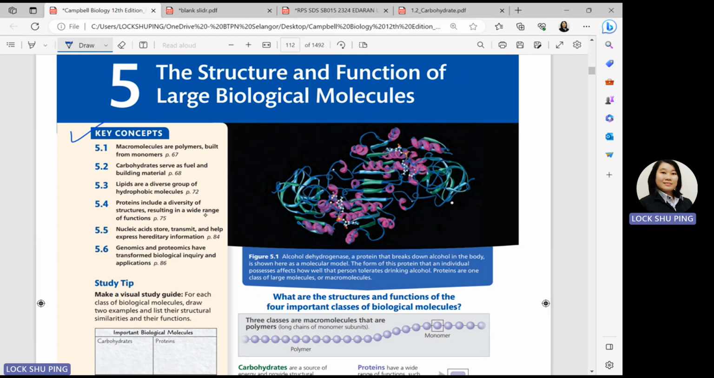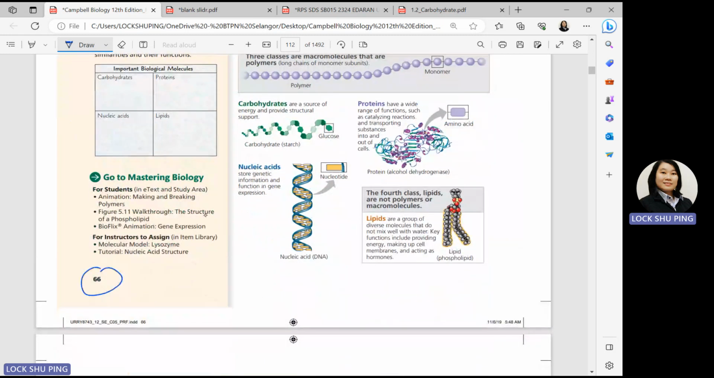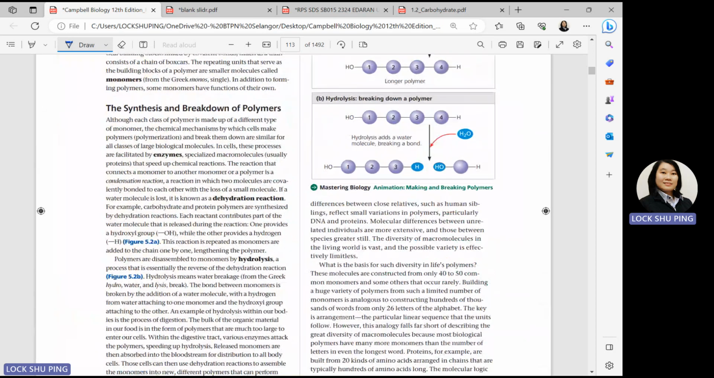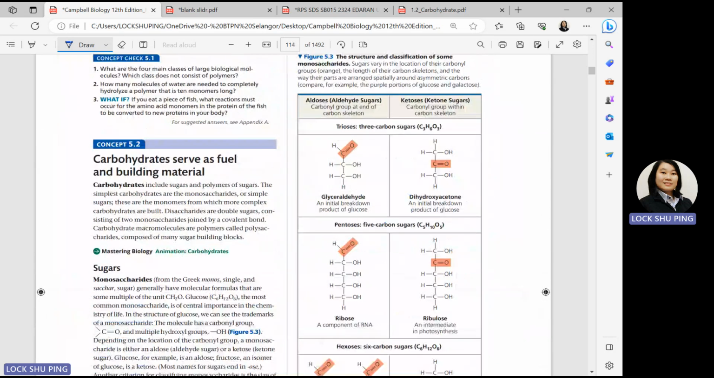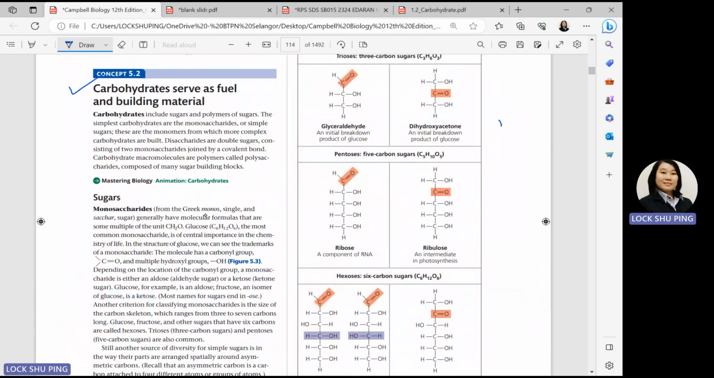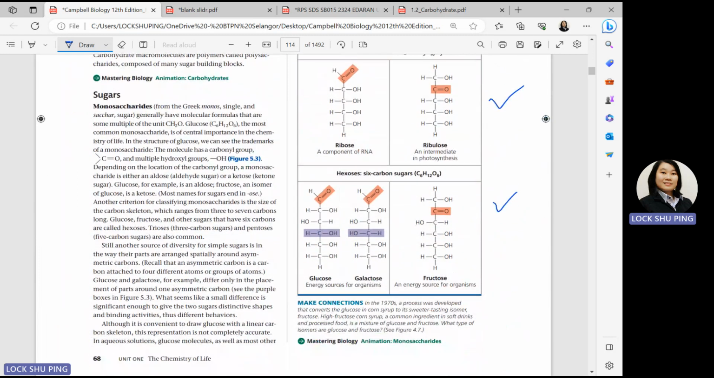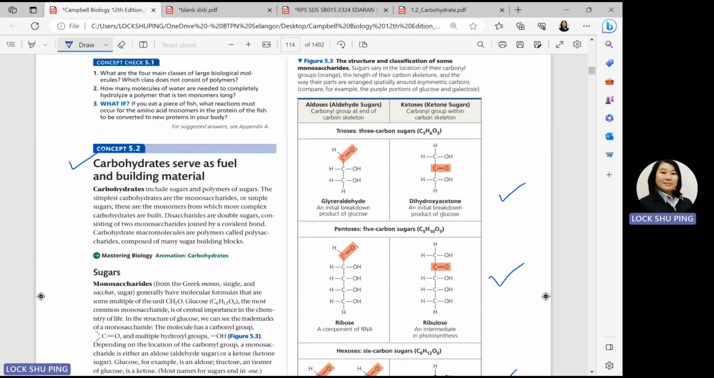So the key concepts involve polymers built up by monomers, carbohydrate. Okay, so carbohydrate is present. So we go to the carbohydrate, page 68. So look at the page number. Now it's 66, so we go to page number 68. It's supposed to reach the carbohydrate. And this is all the molecular structure that you can find in a 3-carbon sugar, in a 5-carbon pentose, and the 6-carbon sugar hexose, with the category of aldose or ketose.